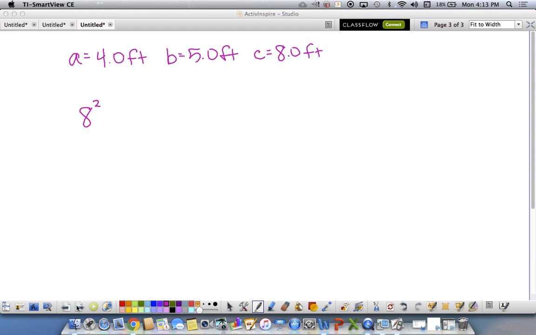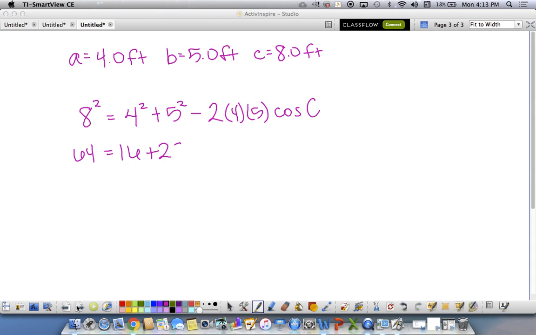I'm not writing the 0.0 in all my equations. So 4 squared plus 5 squared, we'll just know we have to have two sig figs at the end. Minus 2 times 4 times 5 times cosine of C. And we're solving for C. In this case, when the numbers are nice and easy, I write them out: 16. If you don't trust yourself to do that, plug it all in your calculator, rearrange, solve, and just go for it. So 64 minus 16 minus 25.